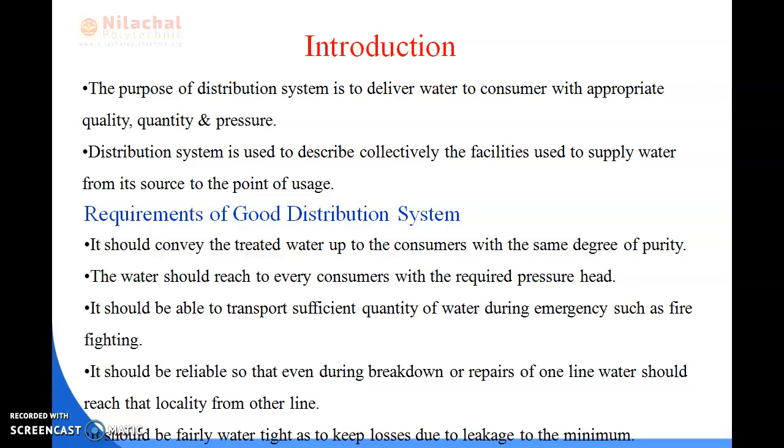Mainly the distribution system is used to describe collectively the facilities that are used to supply the water from its main source to the point of usage.